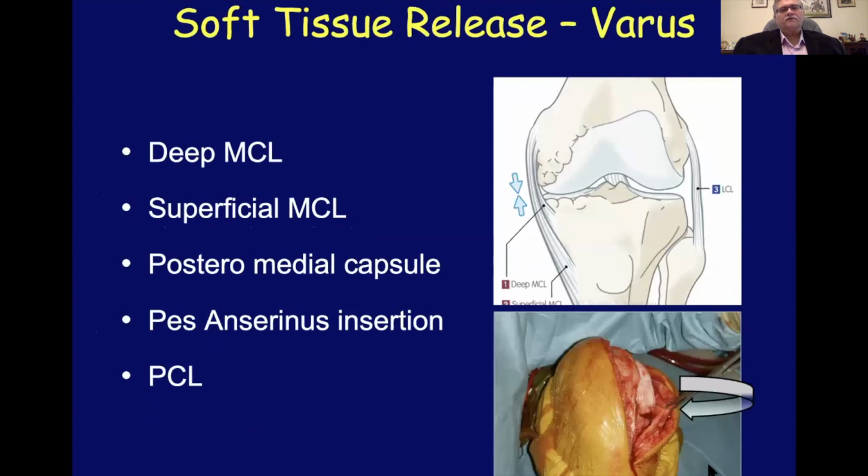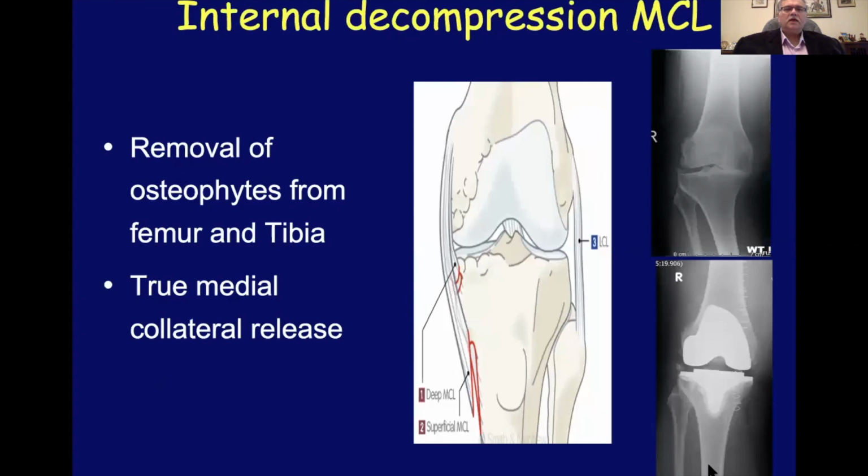Let's look at individual soft tissue releases. On the varus side, which is most common, the structures that are the deforming forces are the deep and superficial medial collateral ligament, the posterior medial capsule, the pes anserinus insertion, and I've put PCL right at the end because I believe that the PCL should not be touched unless it is absolutely necessary. So something that I call the internal decompression of the medial collateral ligament, just removing the osteophytes from the femur and the tibia before you do a true medial collateral release. Oftentimes, this is adequate in trying to balance the knee, particularly now that we are thinking in terms of kinematic alignment of the knee.